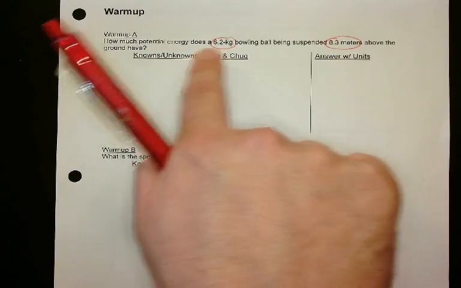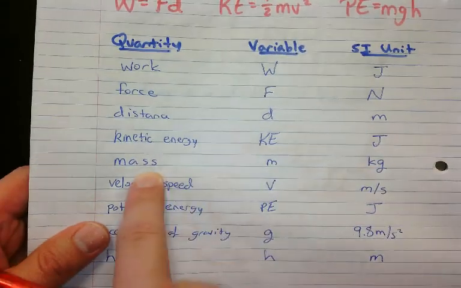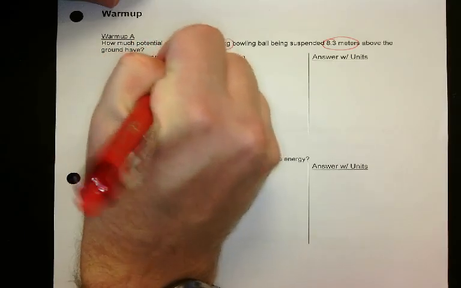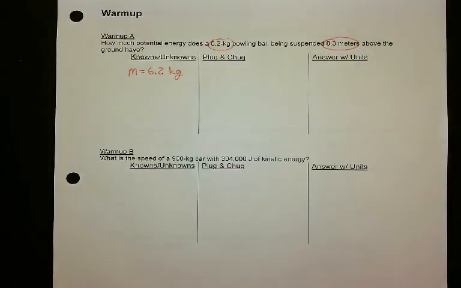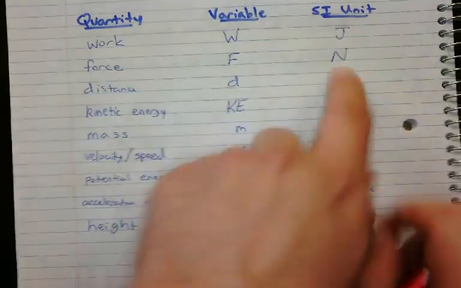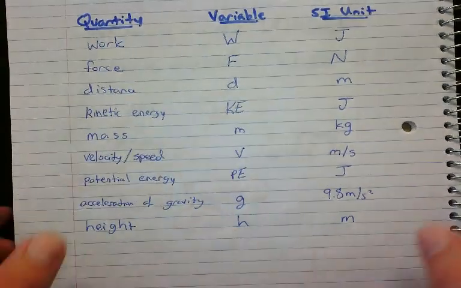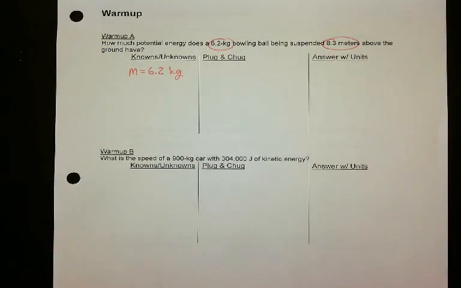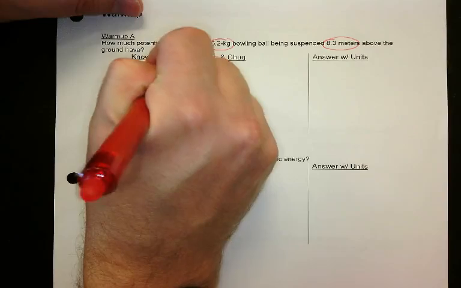When it says how much potential energy does a 6.2 kilogram bowling ball have, well, what is kilograms? If I look at the units, kilograms here is a measure of mass, m. So my first known is that mass is 6.2 kilograms. It's suspended 8.3 meters above the ground. So what's 8.3 meters? We have 2 options. Meters can either be a distance or a height. Which one makes sense in this case? It says 8.3 meters above the ground, so we're probably talking about a height. So our height is 8.3 meters.